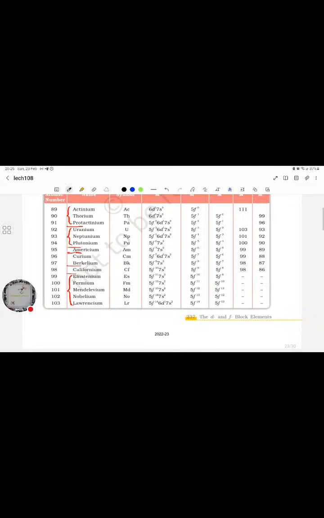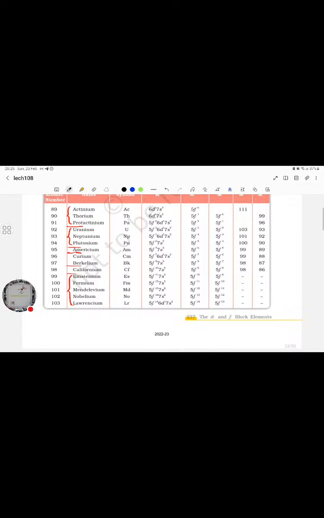So actinium Ac, thorium Th, protactinium Pa, uranium U, neptunium Np, plutonium Pu, americium Am, curium Cm, berkelium Bk, californium Cf, einsteinium Es, fermium Fm, mendelevium Md, nobelium No, and lawrencium Lr.